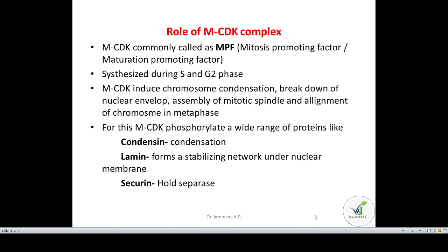So for these processes, M-CDK is necessary. And for these processes, the M-CDK phosphorylates a wide range of proteins like condensin for the condensation, lamin which forms a stabilizing network under the nuclear membrane, and securin which holds separase. So through these mechanisms, the cell cycle is controlled in plant body as well as in animal body.